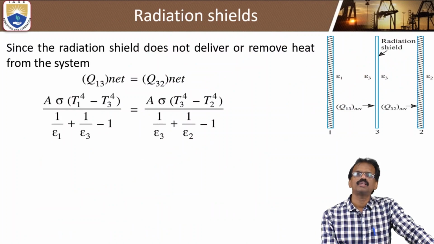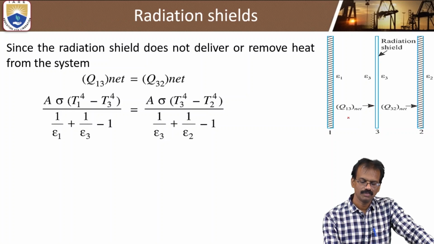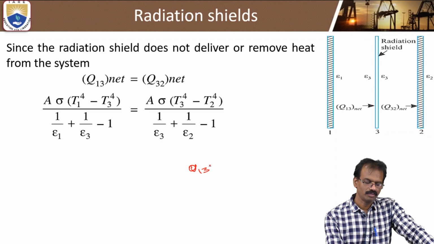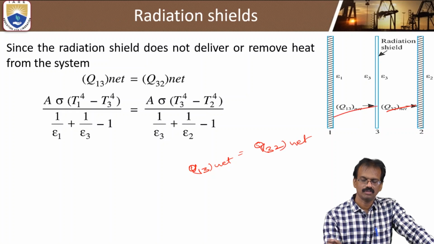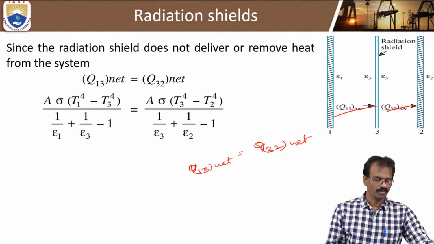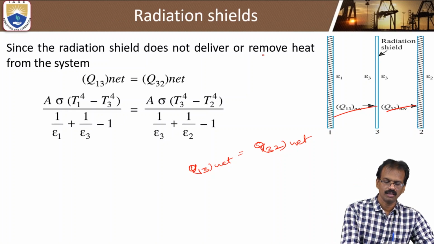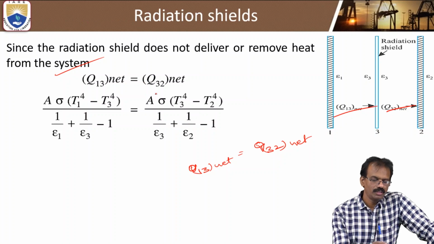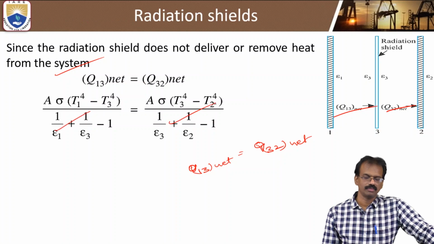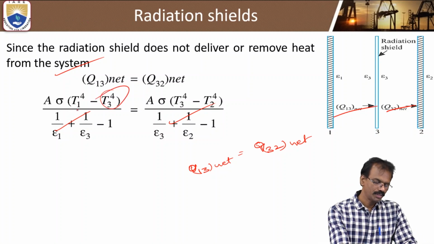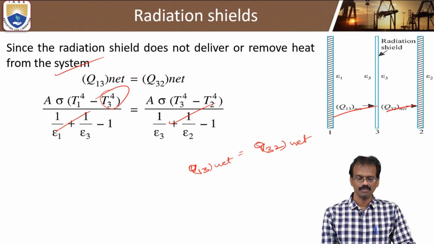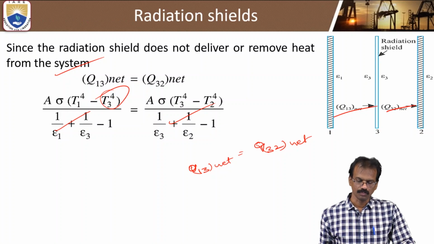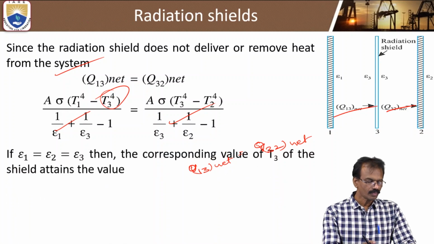We know the radiation heat transfer between any two shields: Q13 net is equal to Q32 net. You know that the rate of heat transfer is uniform between the shields. A radiation shield does not deliver or remove heat from the system, so Q12 net is equal to Q32 net. We can use this formula for finding any unknown temperature T3, or the radiation between surface 1 and the shield, or the shield and surface 2. So this is the condition.